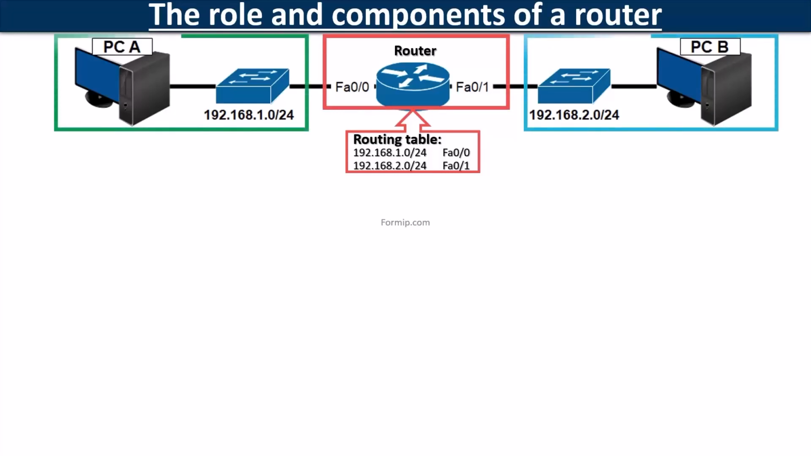Switches allow you to communicate in a single network, and routers allow communication between these networks through the interfaces connected on each of them. They use routing tables to route traffic between different networks.